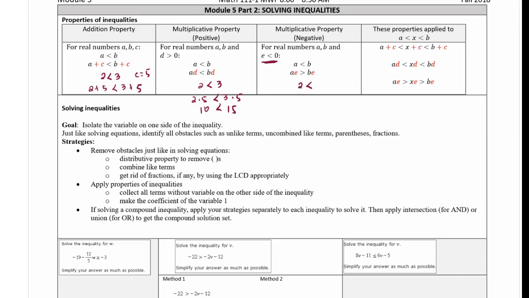For example, if we multiply the inequality 2 less than 3 by e equal to negative 1, we get negative 2 on the left-hand side and negative 3 on the right-hand side. If we draw the number line, negative 2 is to the right of negative 3, therefore negative 2 is greater than negative 3, and we flipped the inequality symbol.